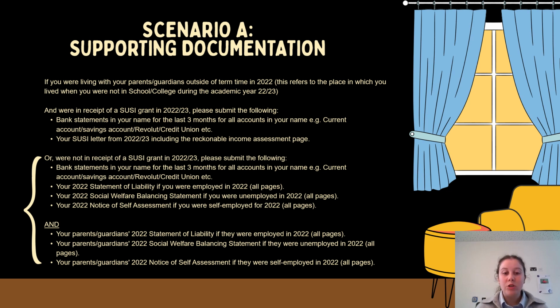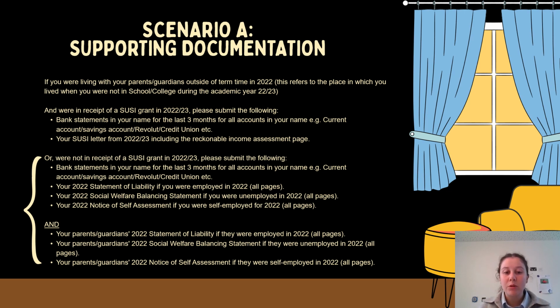If you can't find your physical letter of your SUSI letter, you can log on to your SUSI account on the SUSI website, and you can either download or screenshot there where it tells me that you were awarded the SUSI grant in 22-23. The reason I'm looking for this past academic year, 22-23, is because the income that your SUSI was assessed on was 2022's income, which is the year that we need for this bursary.